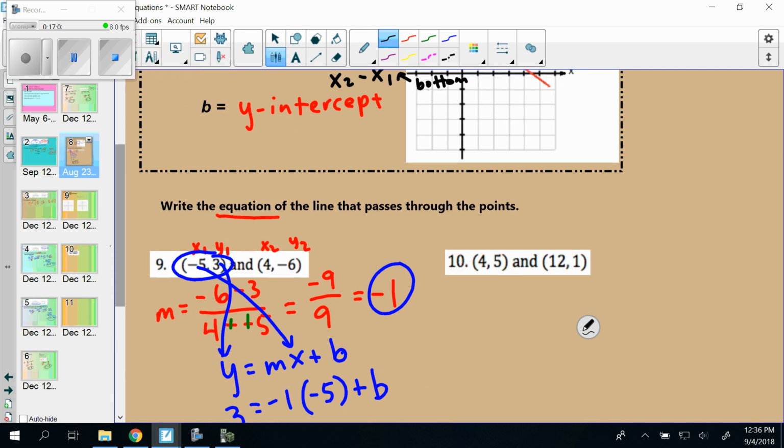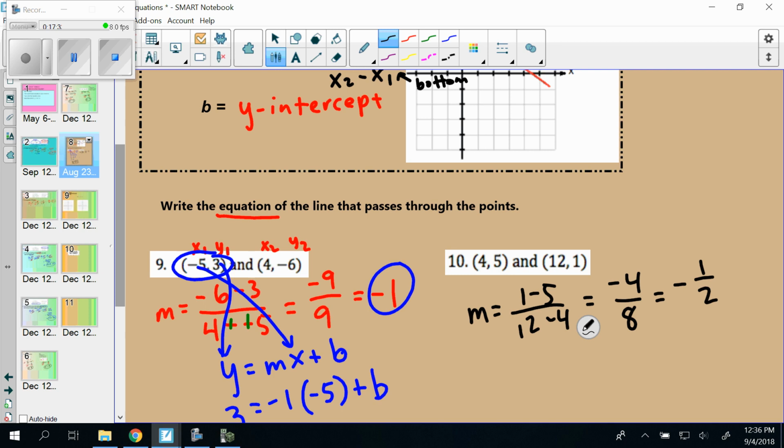All right, pause the video, see if you can do the same thing now for number 10 and find out what the equation of that line is going to be. All right, let's see how you did here. So starting out with finding slope, slope would be difference of y's over difference of x's. And that should have given you negative 4 over 8, which is the same as, if 4 goes in 8 twice, negative 1/2.